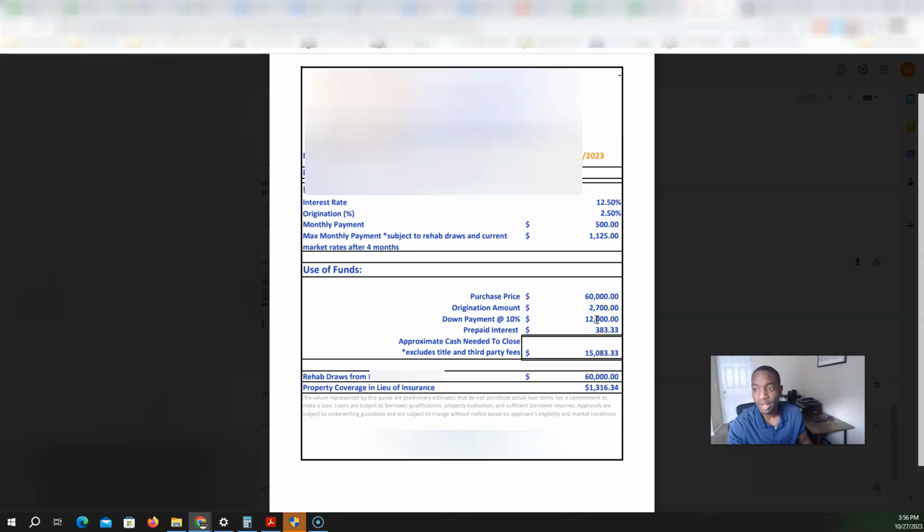Hope that makes sense. And then they have the max monthly payment, like, hey, you're not going to get charged more than this, right? Things of that nature. And so they had cash needed to close. It says $15,880.83. That's the origination plus the down payment plus the prepaid interest that you're going to start paying. And then they usually have property coverage that sometimes your lender provides, and you just have to pay that up front. And yeah, this is an exact quote.